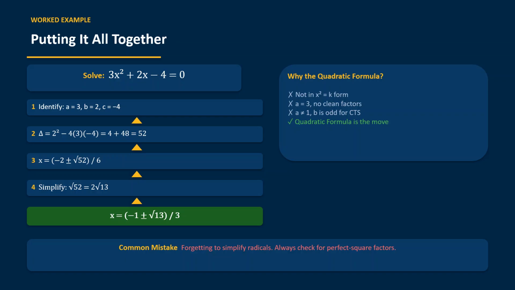Simplify the radical. The square root of 52 equals 2 times the square root of 13. So x equals negative 2 plus or minus 2 root 13 all over 6. Factor out a 2 from the numerator. X equals negative 1 plus or minus root 13 divided by 3. That is the exact answer. We chose the quadratic formula here because factoring was not practical with these coefficients.